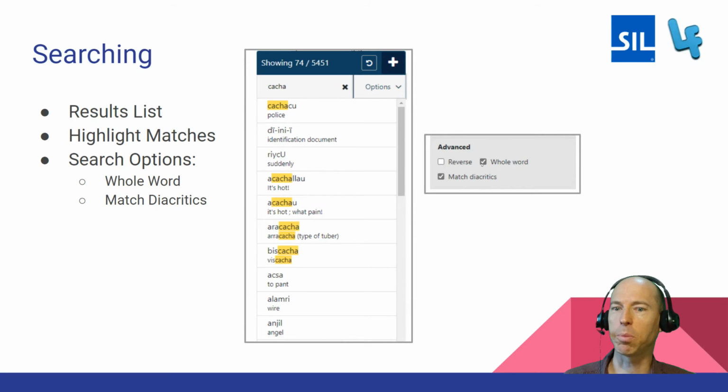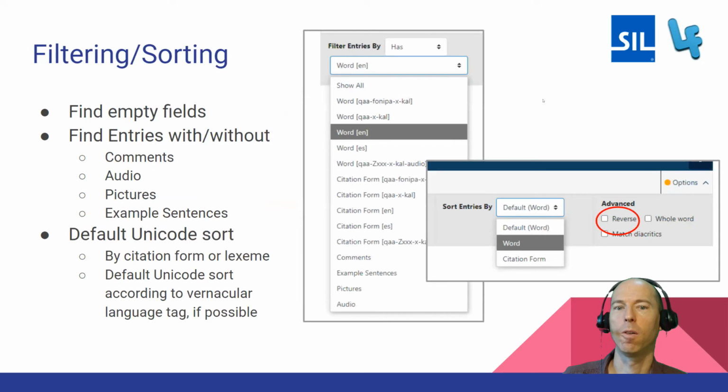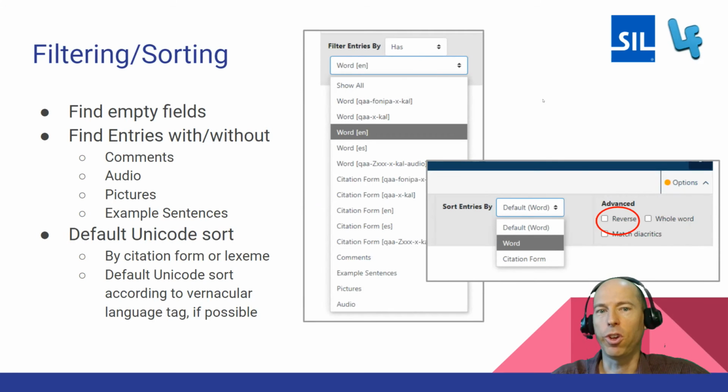There's two options currently for searching. You can search on whole word, and you can also match diacritics. One of the changes we made recently was to make our search diacritic agnostic. So you can search for CA, CHA, and you'll get, in this case, the match diacritics is checked, but you would get a match that had an accent over the C as well. Filtering and sorting, the intention, again, these are basic really compared to what you can do in Flex.